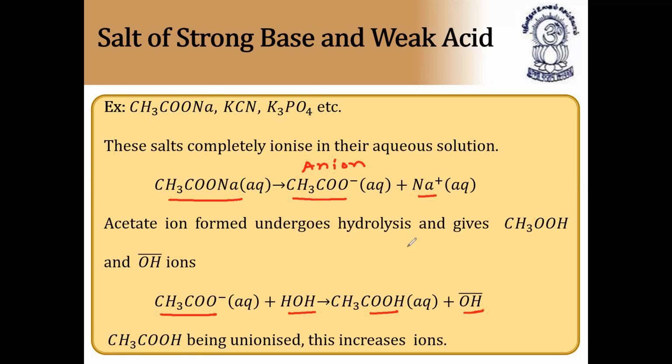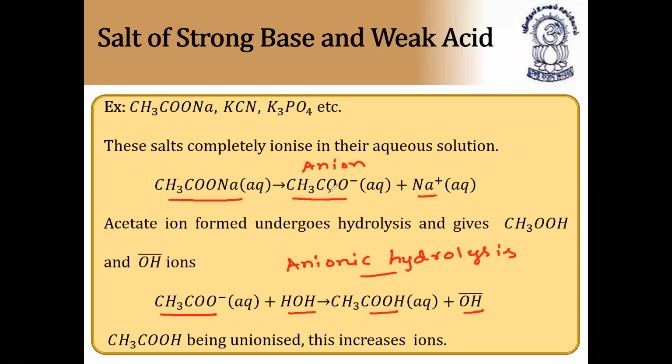And so the pH will be greater than 7. These are the 2 points. And as anion is combined with water, it is also called anionic hydrolysis. So this is called anionic hydrolysis.